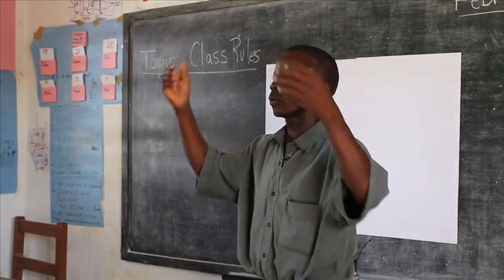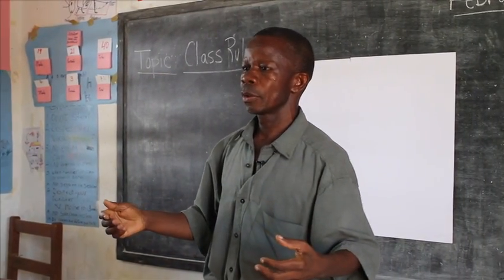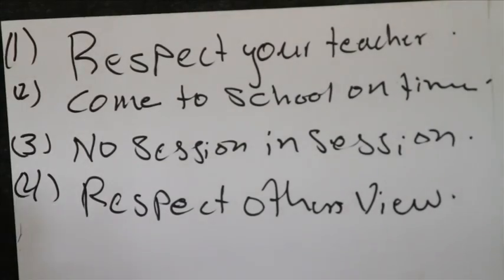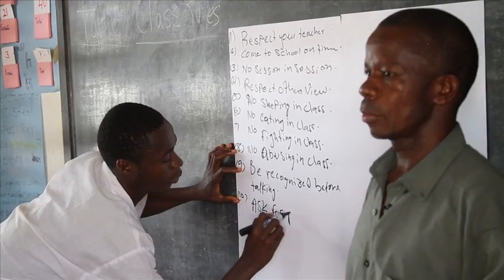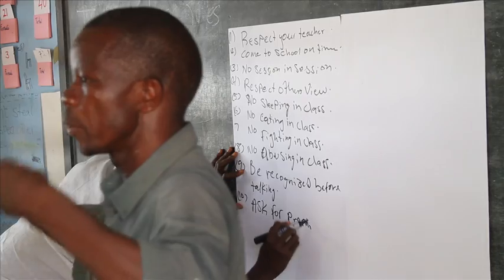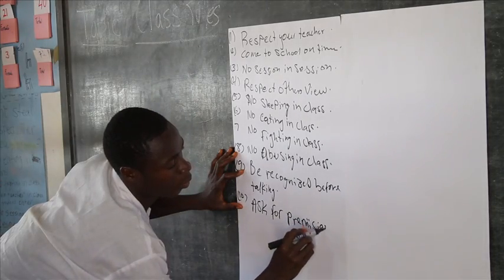The teacher then asks students how they should all treat one another, the teacher, and the classroom environment. And tell us. Respect your teachers. Respect your teacher. Student responses are written down to become the class rules. Ask for what? Permission before leaving the classroom.